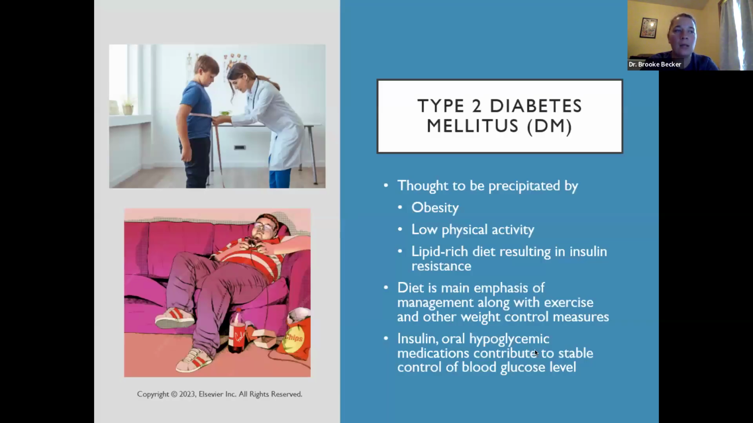Type 2 diabetes, usually obesity, low physical activity, and then lipid-rich diets, which then results in insulin resistance. So first step for most people with type 2 diabetes is weight management and exercise, beginning to exercise. And then hopefully they don't progress to needing insulin or oral glucose or hypoglycemic medications. But that can happen if it's not managed.